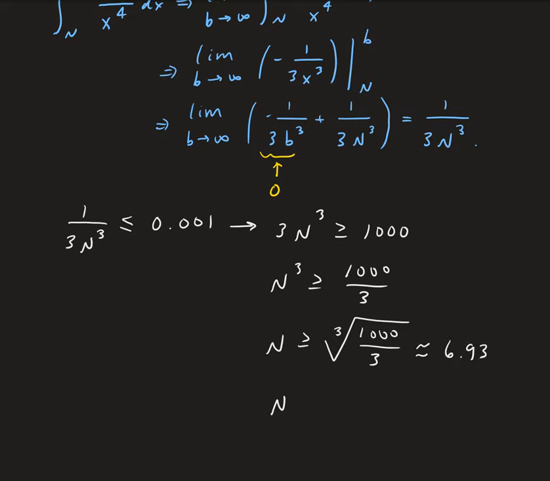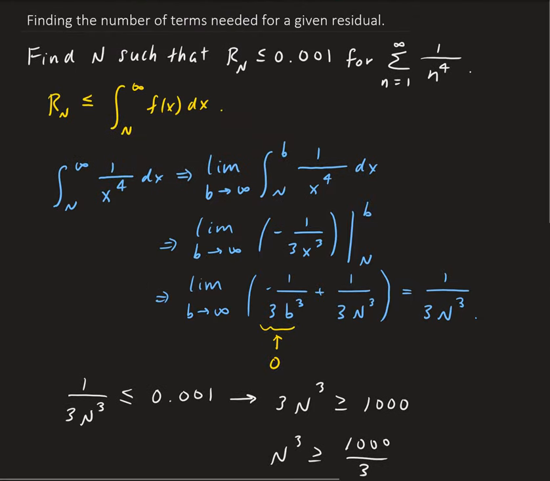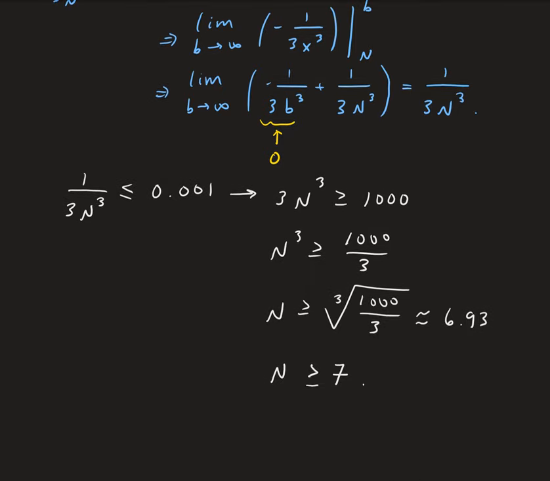6.93. Remember n is a finite number, so it's an integer. That means n has to be greater than or equal to 7. So 7 is the minimum amount of terms we need to achieve this residual. Anything higher than 7 will give us a smaller residual, so we need at least 7 terms.